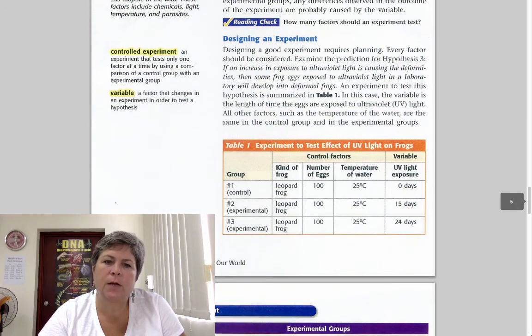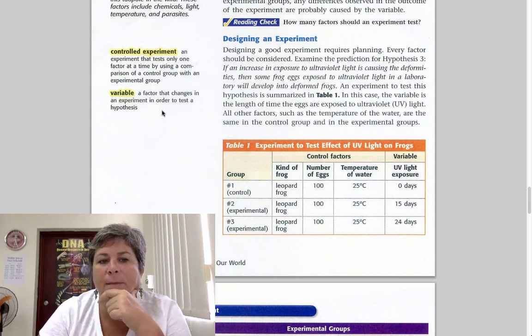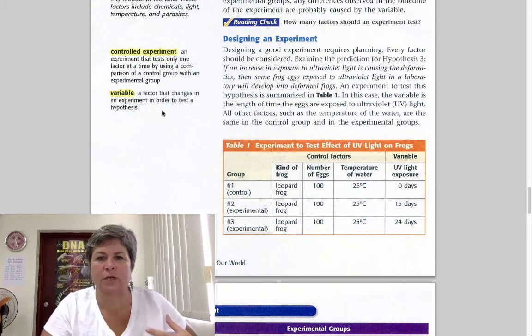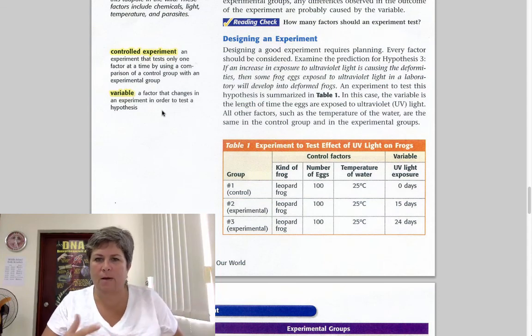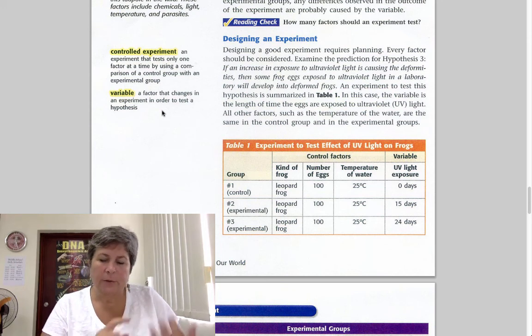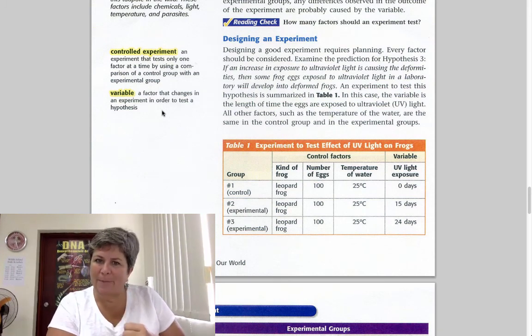All right, so a controlled experiment here is an experiment that tests only one factor at a time by using a comparison of a control group with an experimental group. Now, the control group, to me, really should be just frogs in nature and however much they're exposed to. But in this experiment, what they did was they didn't expose the frog eggs to UV light at all in the control group. All right, so our independent variable in this experiment is exposure, the amount of exposure to UV light, whether they're exposed or not, or how much they're exposed.